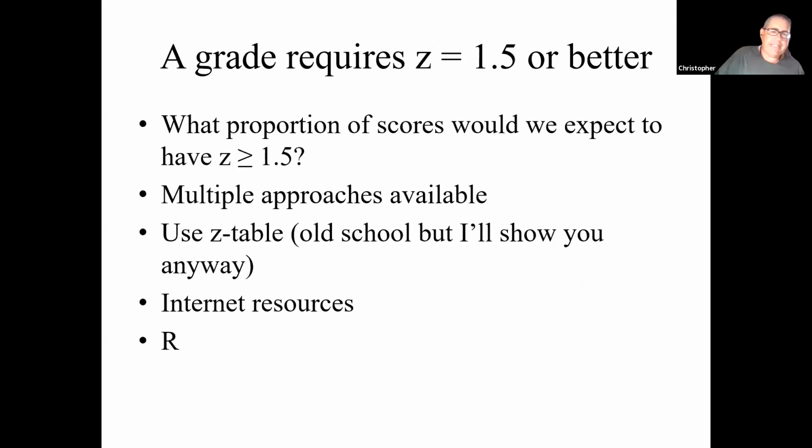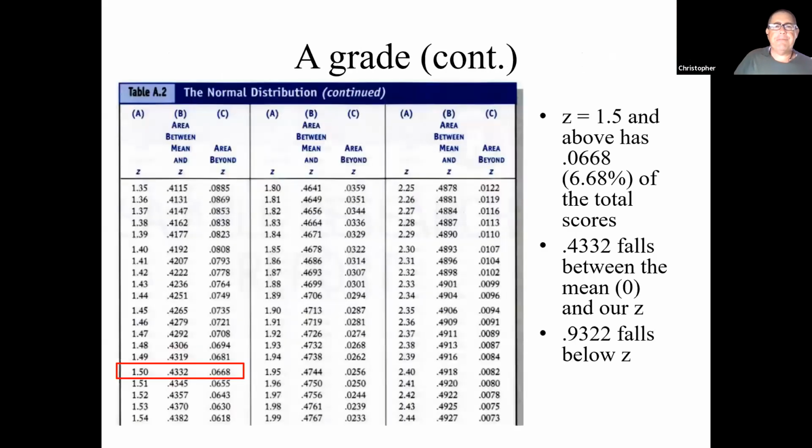You can use what's called a Z table or a table of normal distribution probabilities. That's pretty old school. I'll show you anyway. You can use internet resources. You can just Google Z-scores, and you'll come up with numerous calculators for doing this. We can also do it using some pretty simple functions in R. Here's what a normal distribution table might look like.